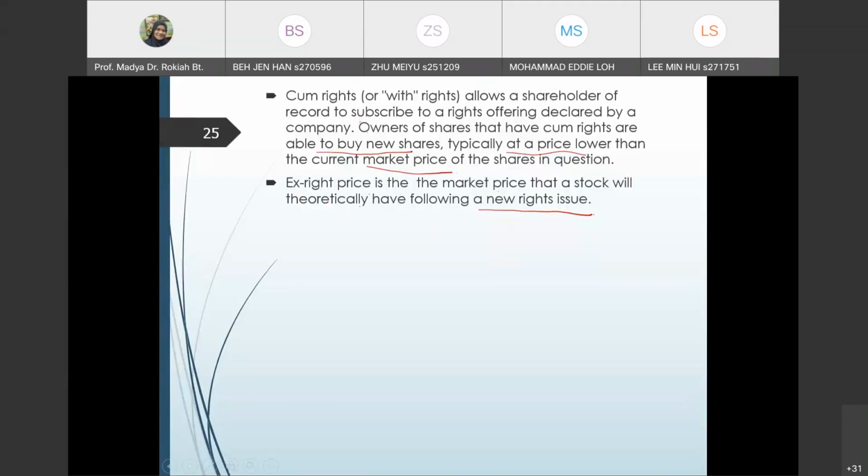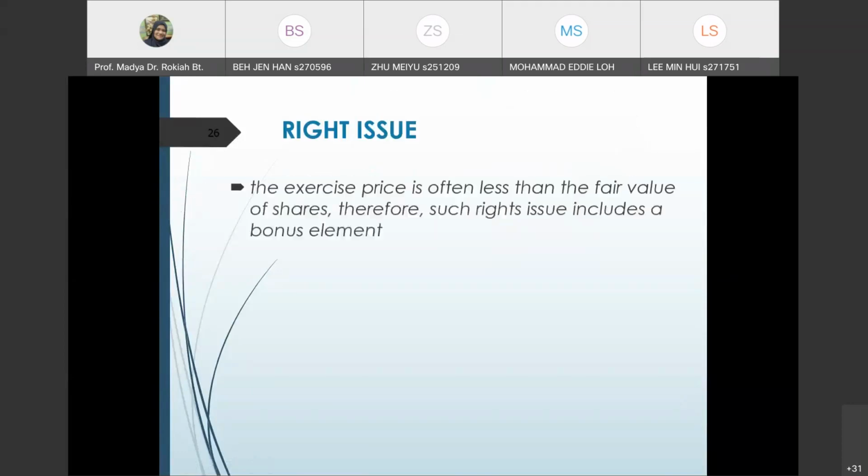Okay, to find the rights issue here, the exercise price is often less than the fair value of the share. Therefore, when the exercise price is lower than the market value, which is the value that we're going to offer to the public, there is an element of bonus. So we need to find this element of bonus, because this bonus is related to issuing shares without consideration.